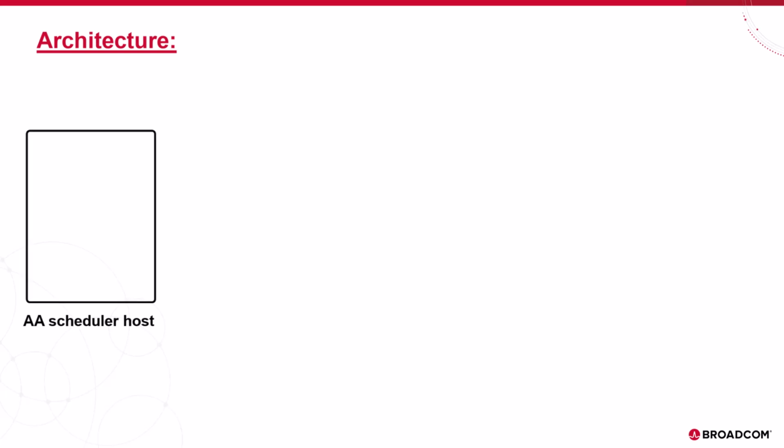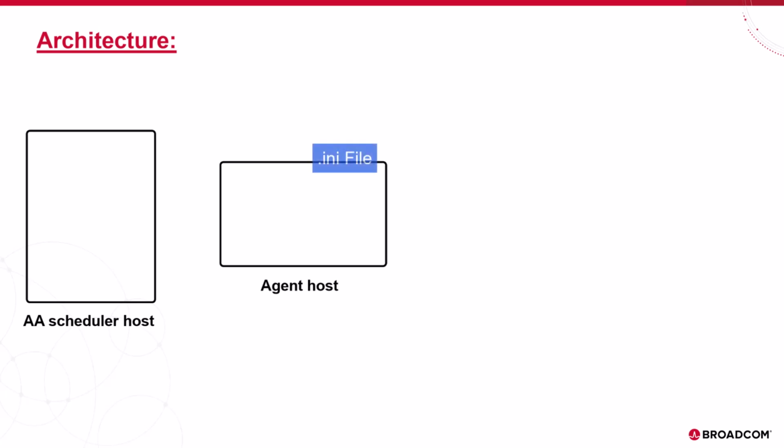A conventional architecture involves two systems, the Automic Automation host and a dedicated system for the agent. The agent is configured with a simple INI file containing standard values: system, agent name, connection, and TLS.